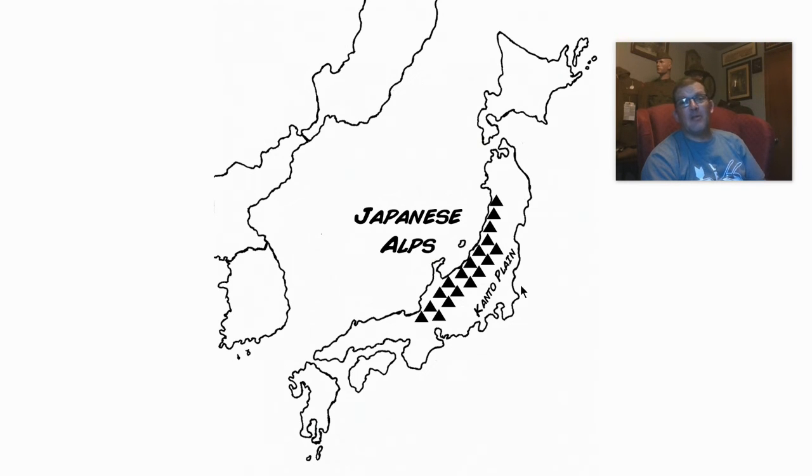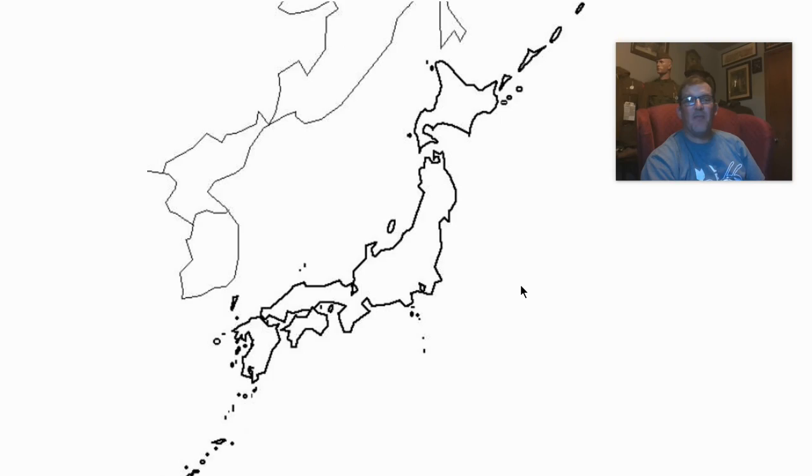You can hear my dog is losing her mind. Go ahead and label the Kanto Plain on your map if you have not already done so.